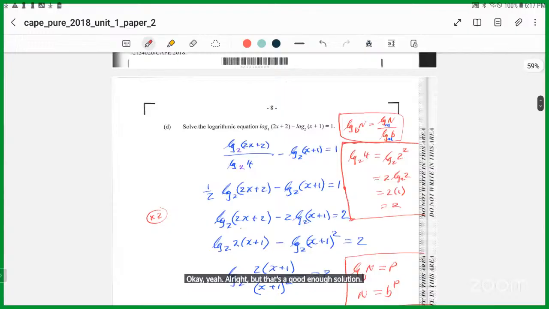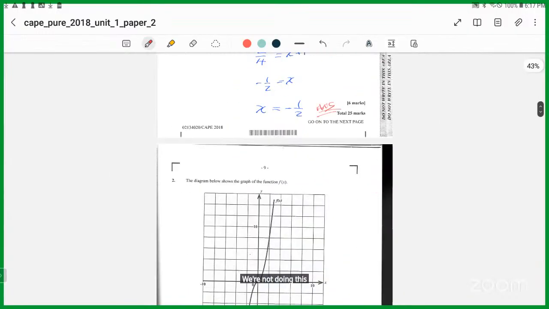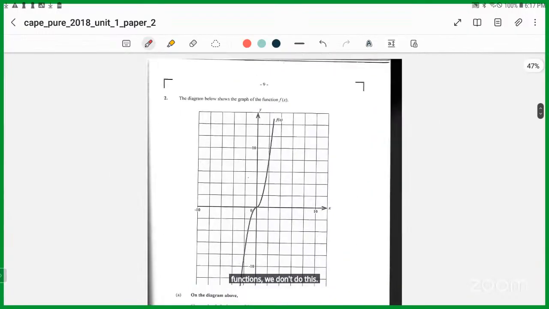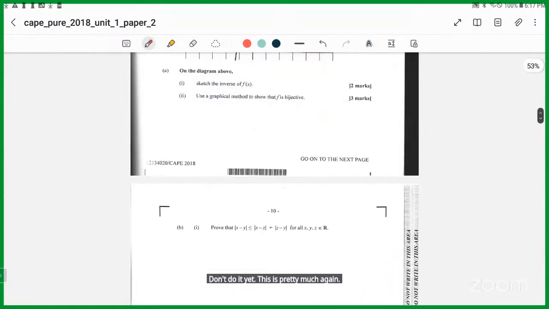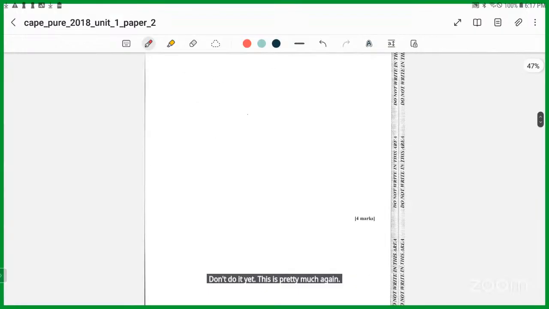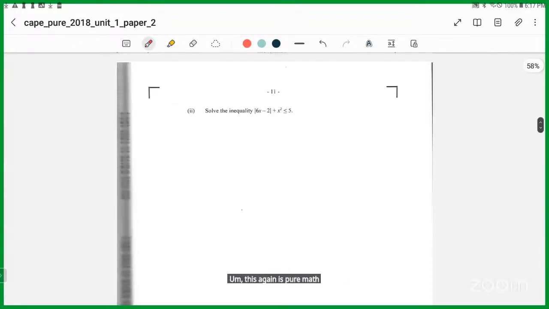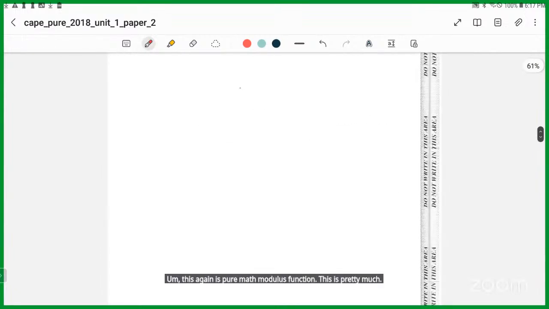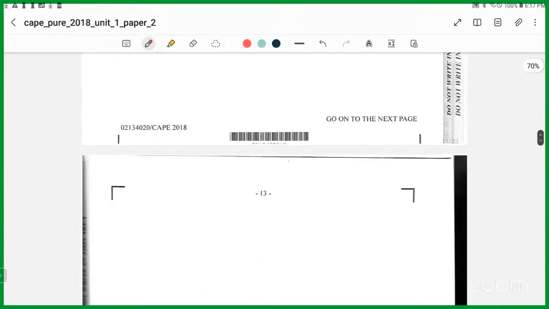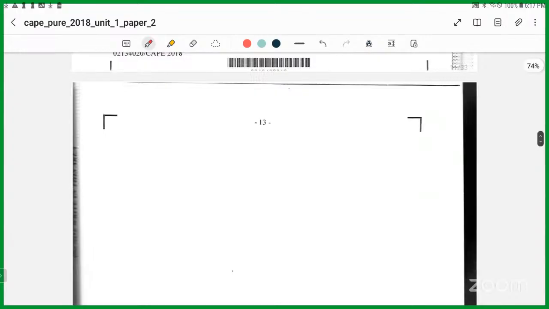Next question. We're not doing this because that's functions. We don't do this yet. Pure maths, we'll have to do this, but don't do it yet. This is pure maths again. This again is pure maths, modulus functions. This is pure maths. Let's see which other question I'll say most to add maths student and pure maths people.